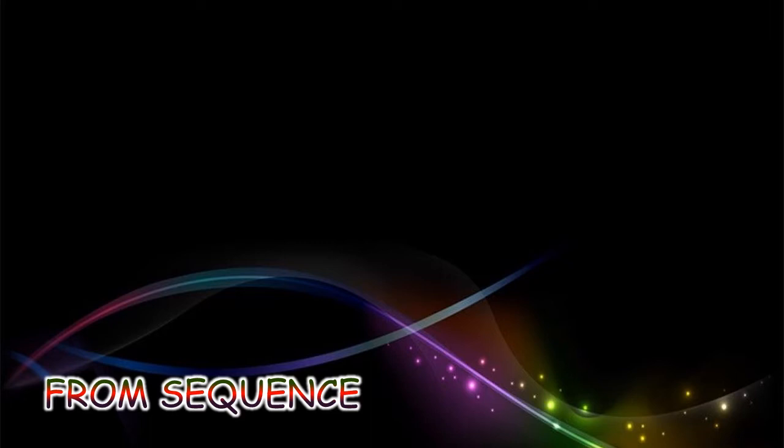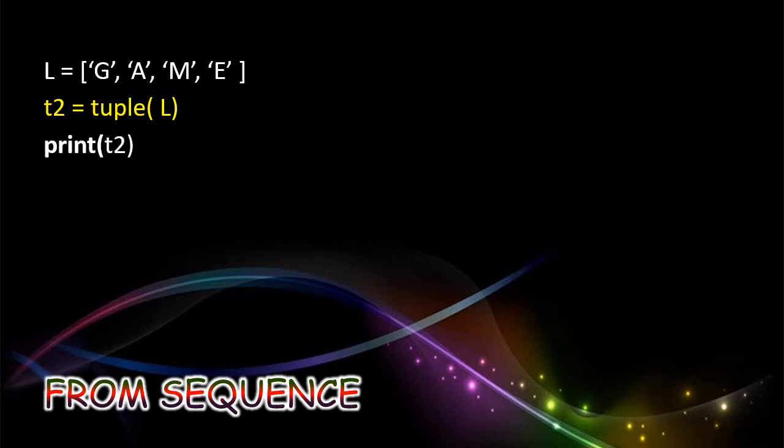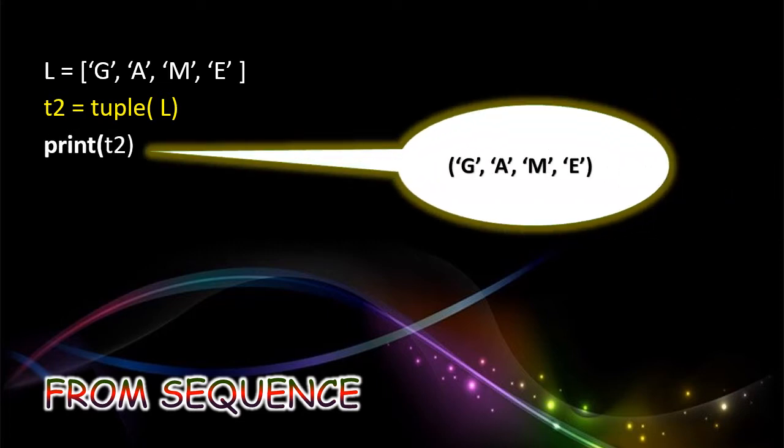And from a sequence like a list we can create tuples. So here list variable L is assigned some values, and using the tuple function we can convert the list into a tuple. So take tuple of L, now we are printing tuple 2. See the result. The data are enclosed by parentheses, that is the difference between a list and a tuple.